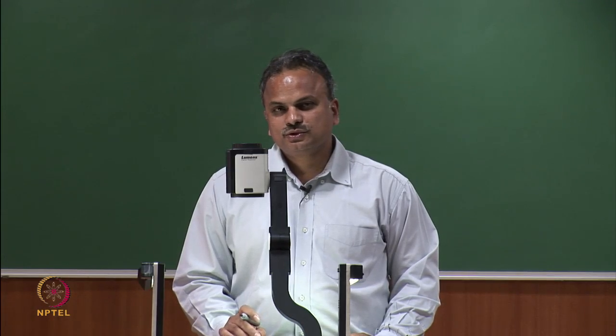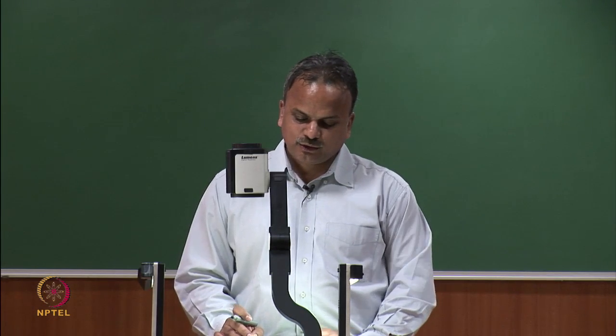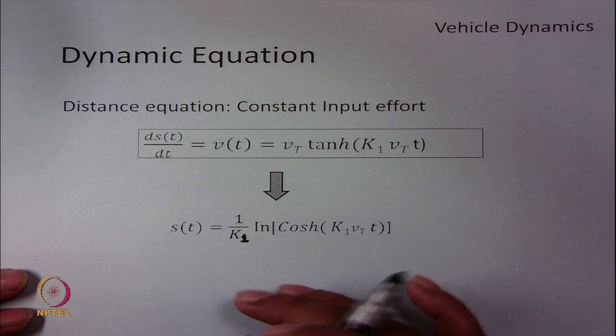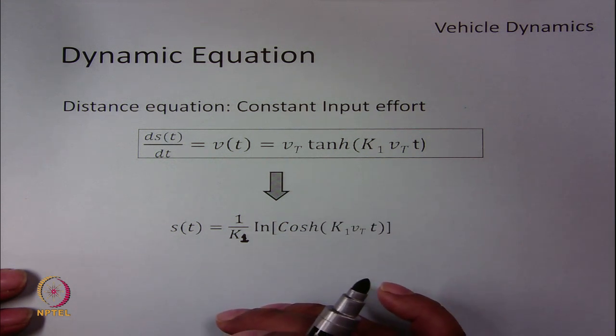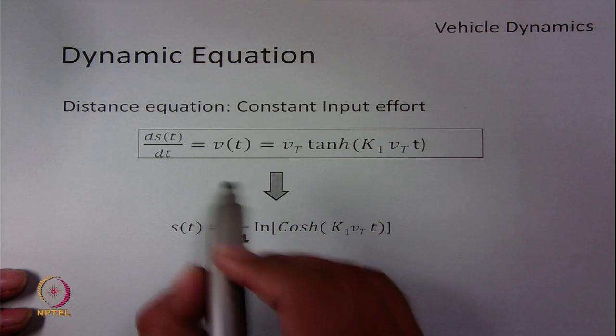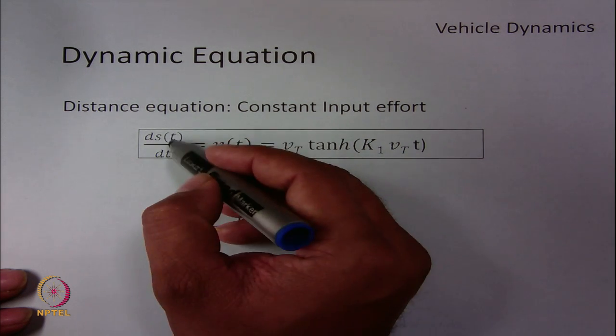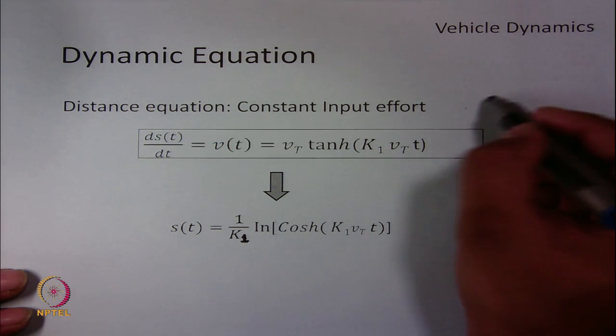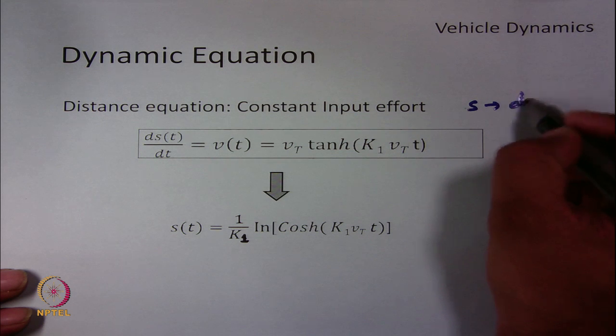We can also use this equation to find the distance the system travels in a finite amount of time. So, V of t is nothing but d by dt of s of t. So, s is basically distance.